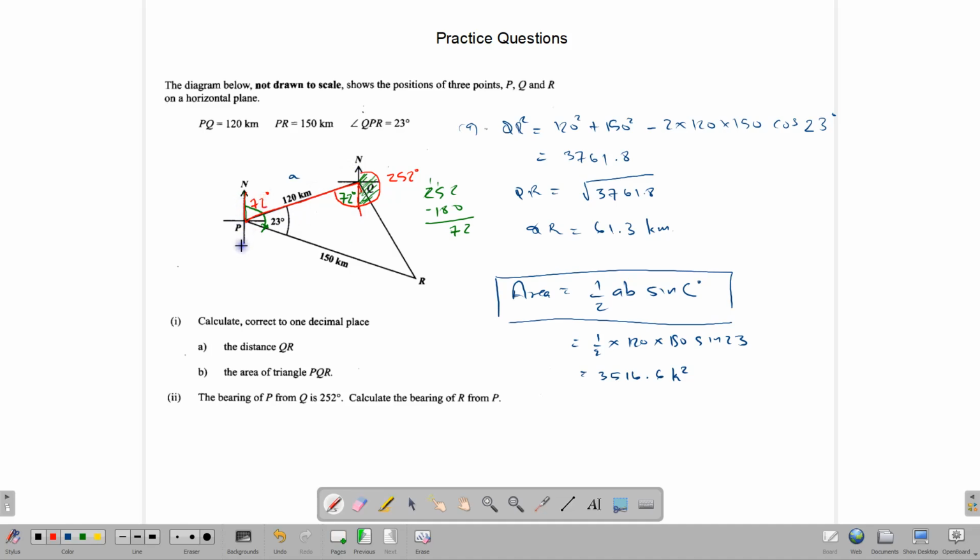And so now we can find the bearing of R measured from P, because if we're finding the bearing of R measured from P, we want this angle. So it's simply equal to 72 plus 23. And that is going to give us 95 degrees. But remember, bearings are written with 3 digits. So our answer is 095 degrees. And so that would answer that.